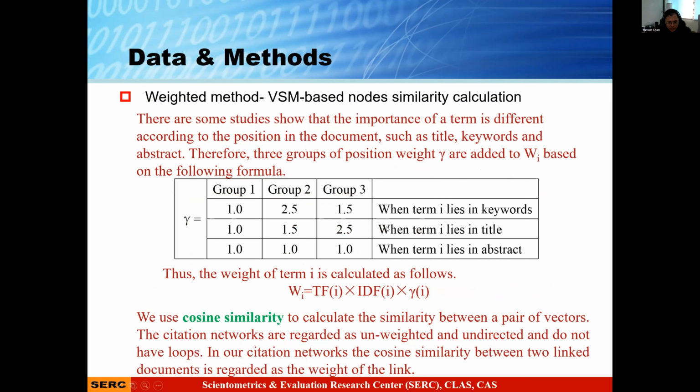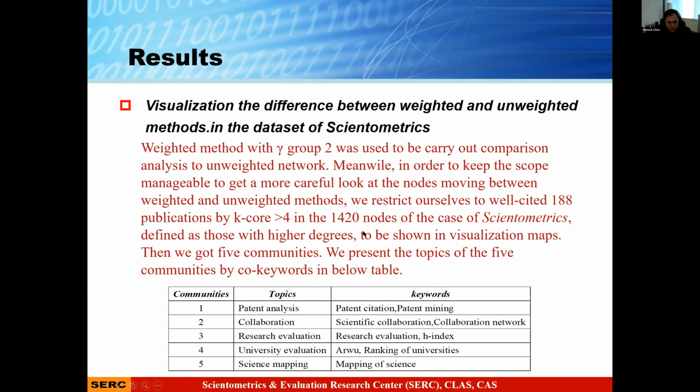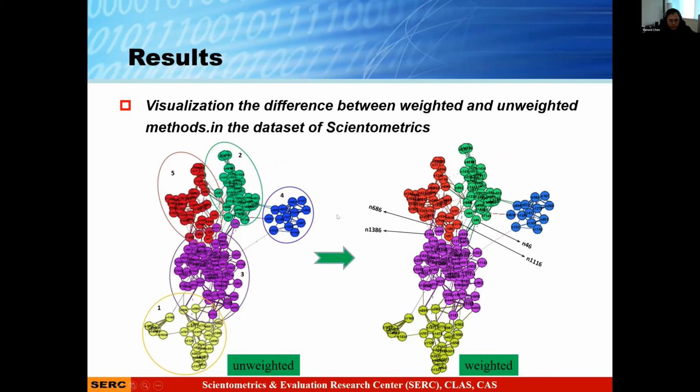It's easy to understand. For the IDF, we have to calculate the precision in keywords, title, or abstract. We just define how to give a different weight. Okay, then we want to show the result. At the left side is the unweighted network. This is not the whole network, just the biggest cluster, which we can also call the main component.